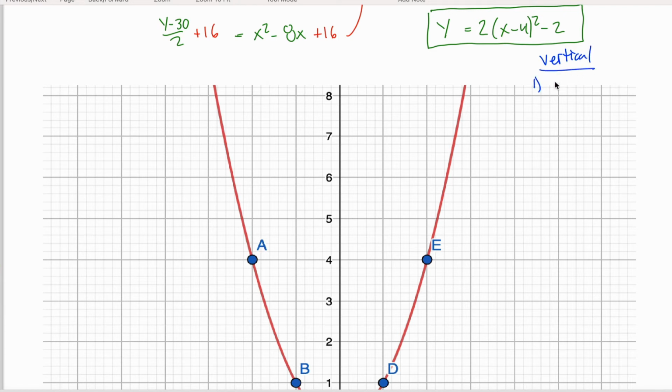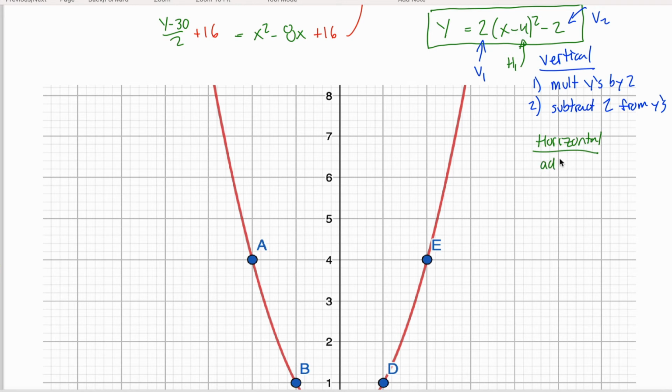So there's two different vertical transformations, one corresponding with this 2 and one corresponding with this negative 2. And there's one horizontal transformation corresponding with this negative 4. The first vertical transformation is applied by multiplying all of the y values by 2. The second vertical transformation comes from subtracting 2 from all the y values. And the one horizontal transformation that I have, which comes from this negative 4, tells me to add 4 to all of the different x values.